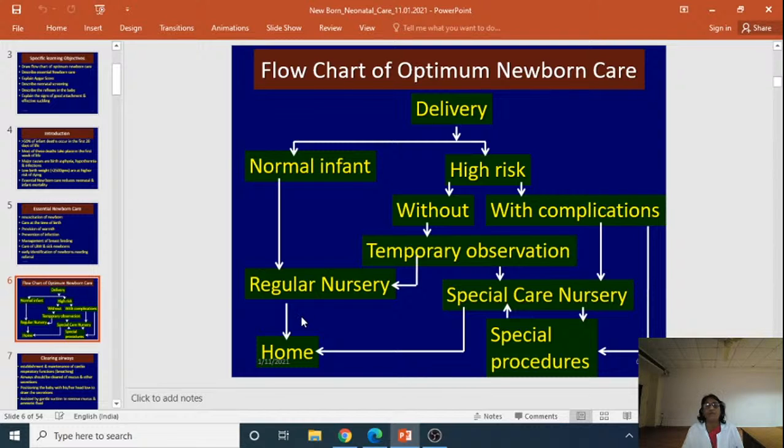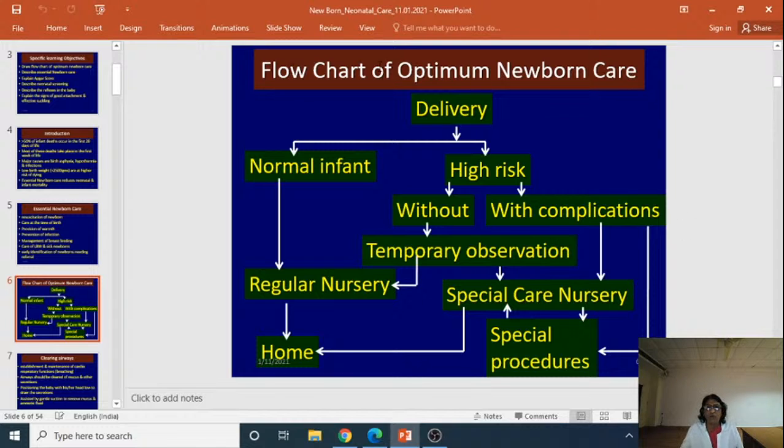Then if they are normal, they can go for regular nursery and they can be discharged. But if they are of high risk, you have to see whether they have complications or they are without complication. If they are with complication, they need special care and special procedures. So they need a referral. But if they are without complications, you can keep them under observation, and then if they are fit, then you can take the normal steps which the normal infant takes, like regular nursery, and can be discharged to home.